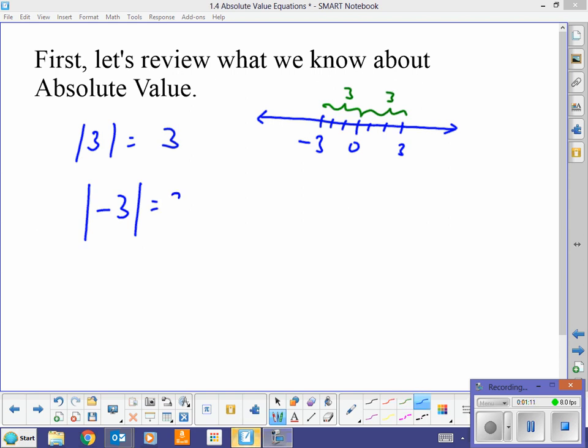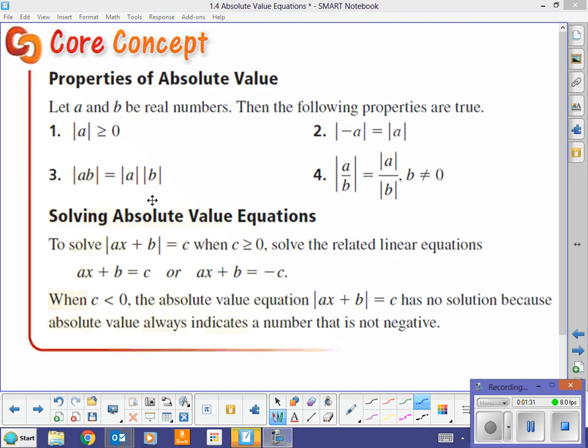Okay, so both of these have an absolute value of 3. It's not that it makes everything positive. Don't think that. The answers, the absolute values, are always positive. Absolute values are always positive. Okay? So let's see what this looks like when it comes to algebraic type equations.